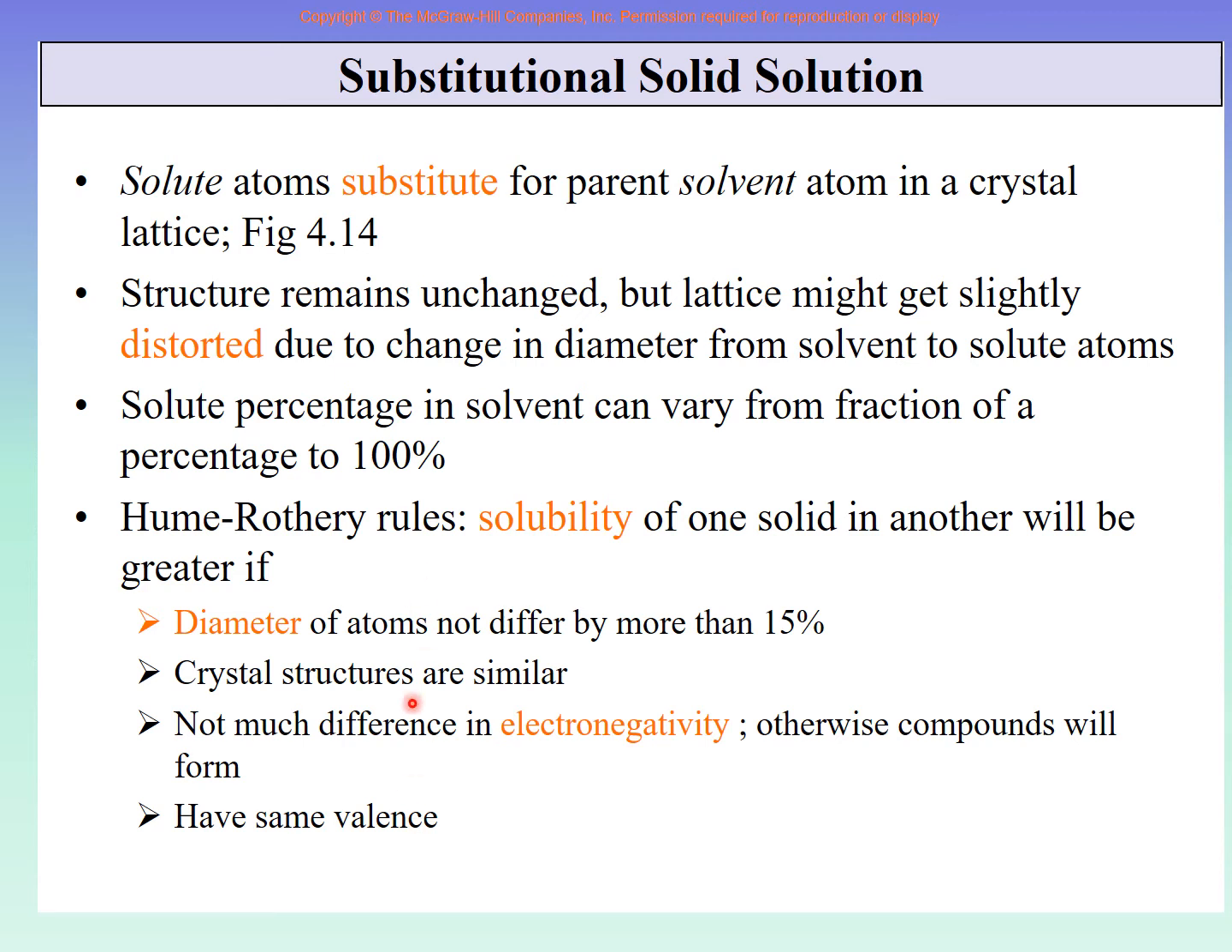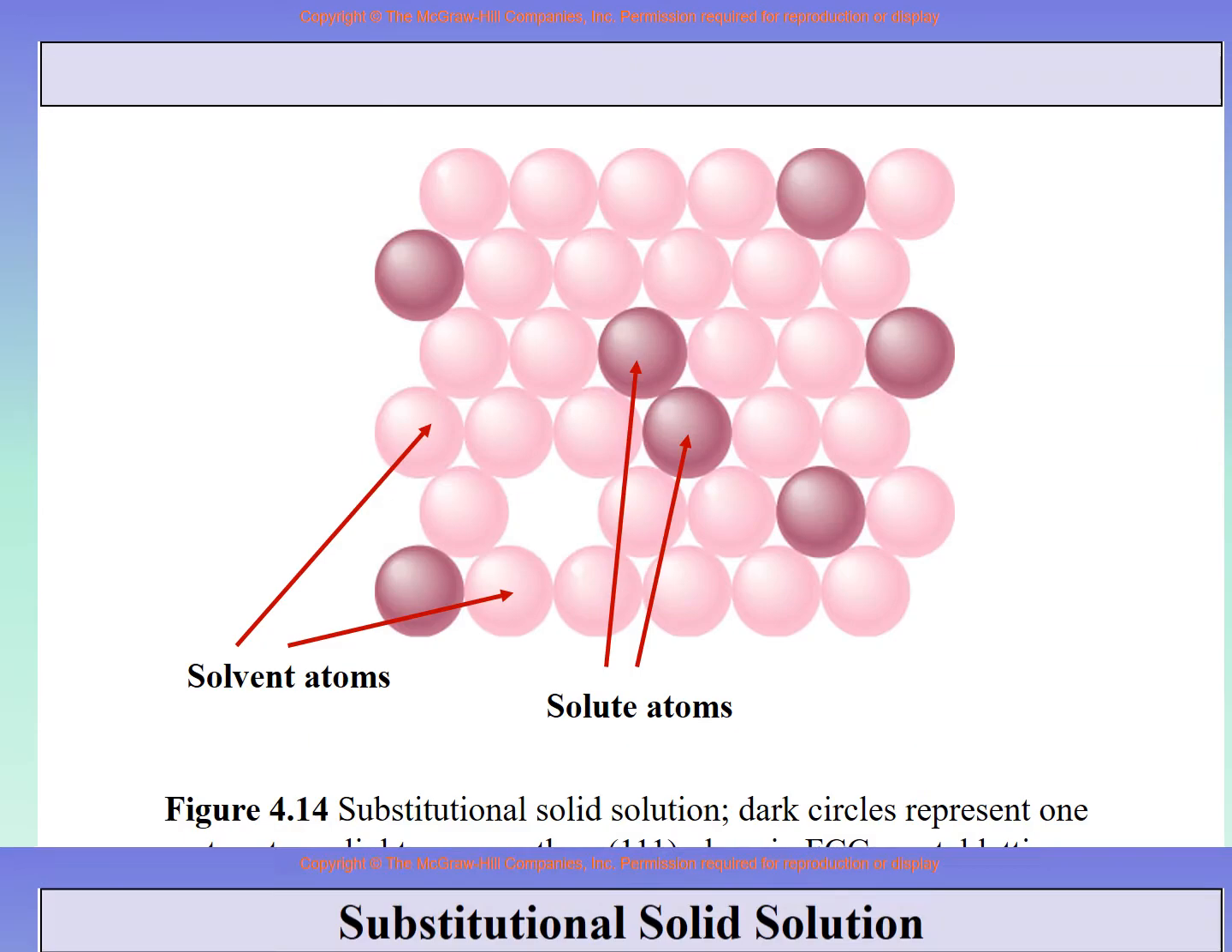So these four rules are the rules for good solubility of metal to metal, and these were discovered by the two scientists, so they are called the Hume-Rothery rules, and they are therefore for substitutional type of solids. Go to the next slide.